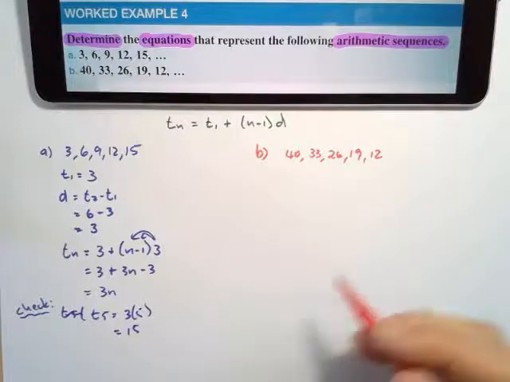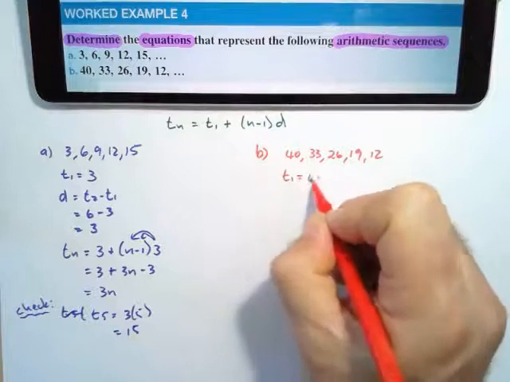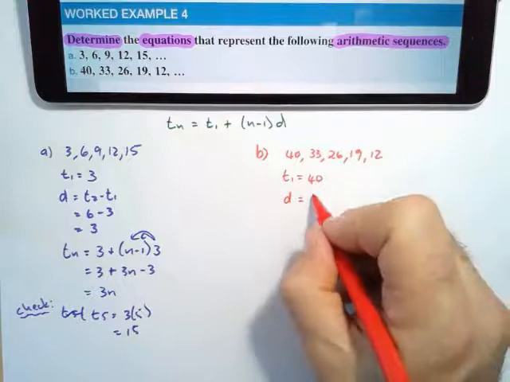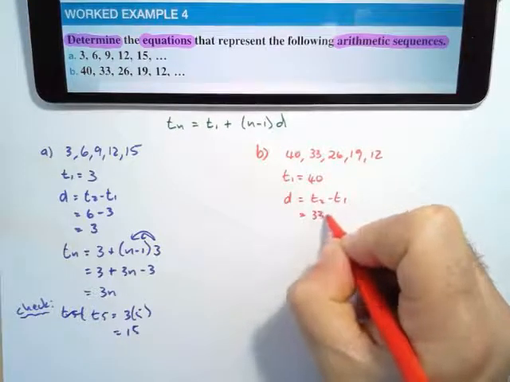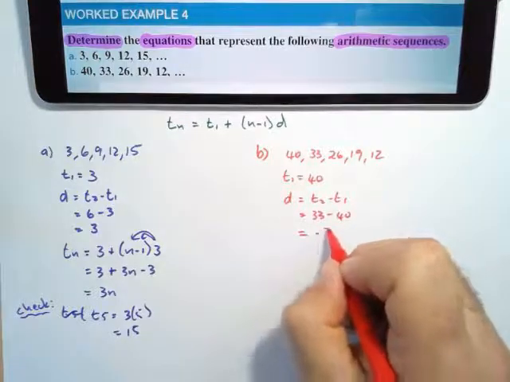Same thing here. First thing that I need to know is I need to write down what is T1. T1 is 40. I need to find d. I can use any value. I'm just going to go T2 minus T1. That's going to be 33 take away 40. 33 take away 40 is negative 7.